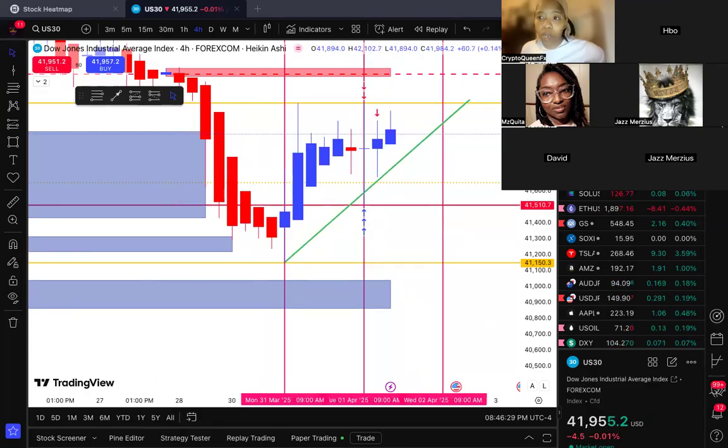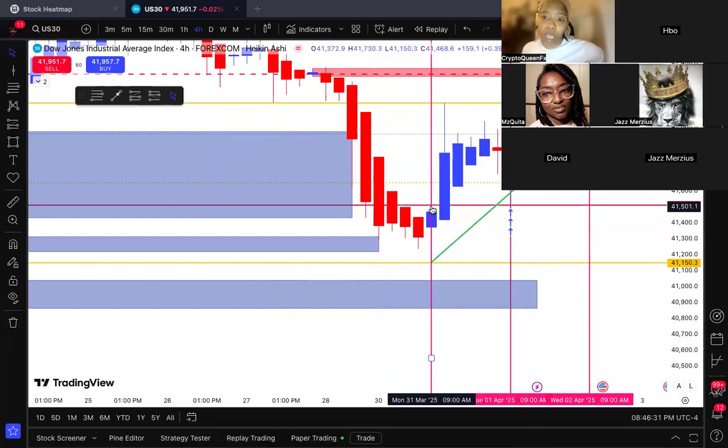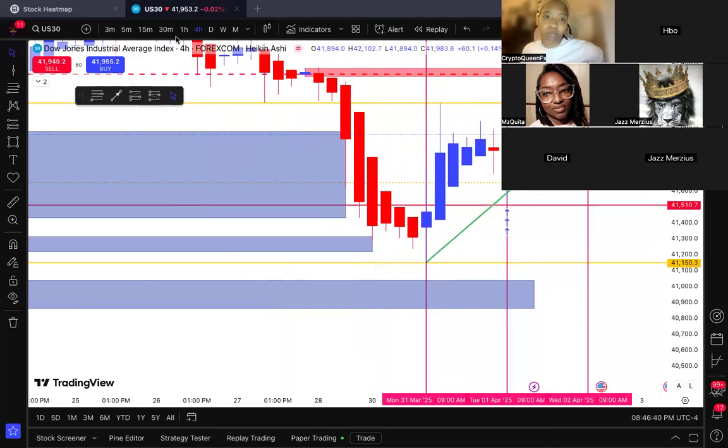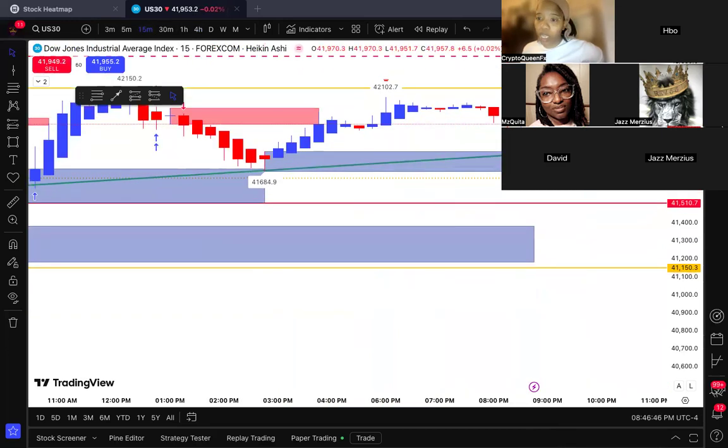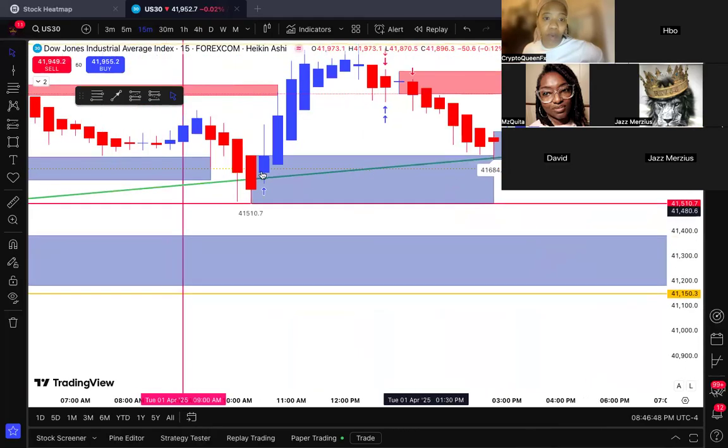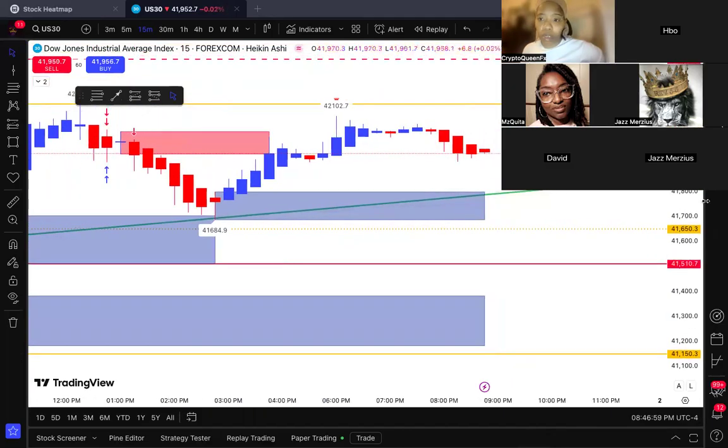A candle closing below is a change of direction, so that you want to pay attention to. You want to pay attention especially on a higher time frame like the 4 hour. On a lower time frame, like the 15 minute, it might not matter. If it's touching that trend line and bouncing right back up or wicking it, those are your entries. When it comes to the trend line is your entries.